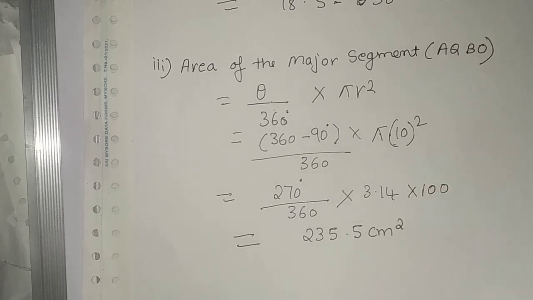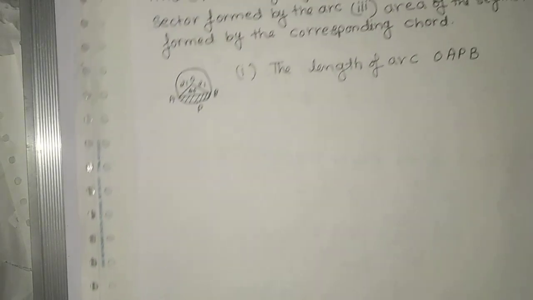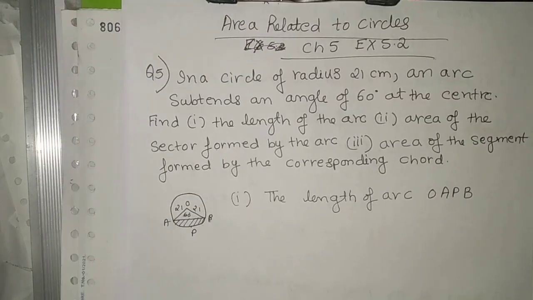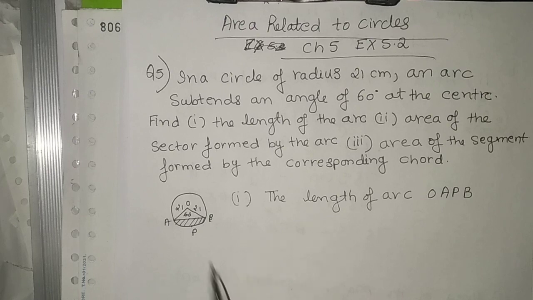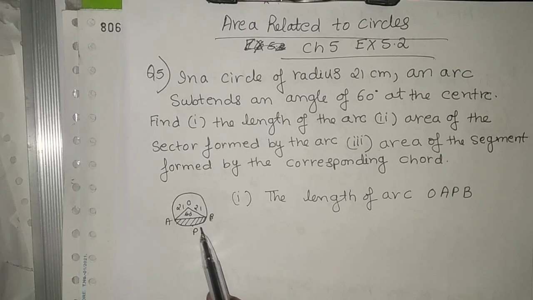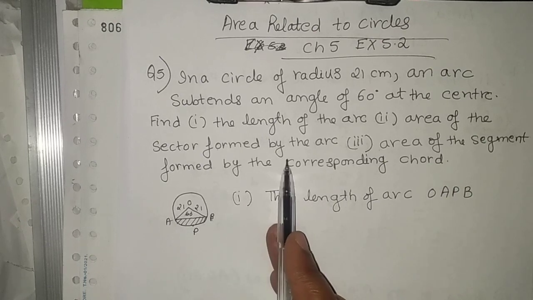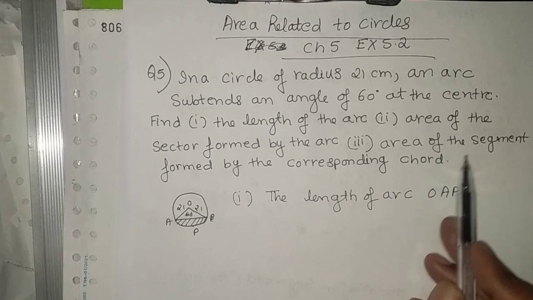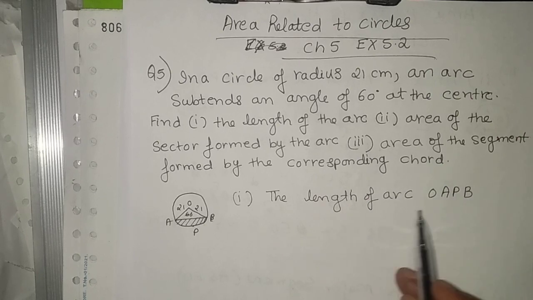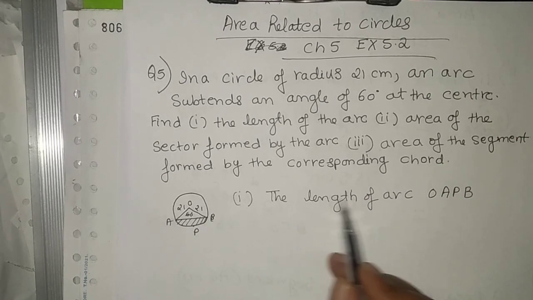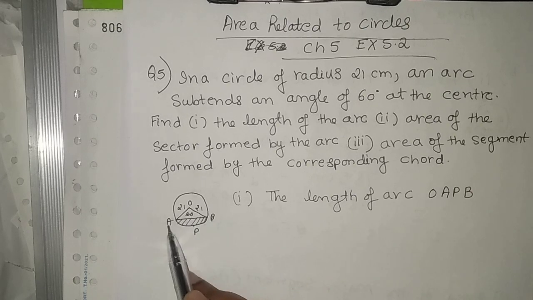So this completes the fourth problem. We move on to the fifth one. The fifth problem: this is a circle of radius 21 centimeters and an arc subtends an angle of 60 degrees at the center. First one, find the length of the arc, the area of the sector formed by the arc, and also the area of the segment formed by the corresponding chord.